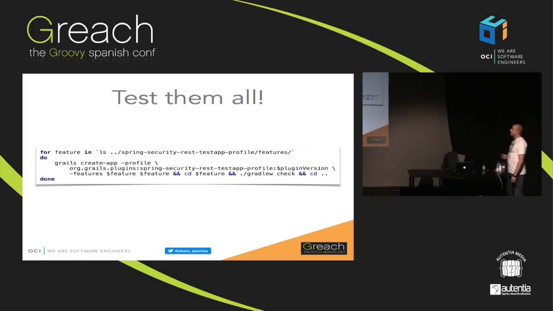How do you test them all? This is a small bash snippet. So you create an app with your profile. This is what Graeme was saying before. So you can specify the Maven coordinates of a profile, right? Obviously, they have to be published on a public Maven repo with the plugin version. And for each feature in the feature folders, I create an application with that feature, and then move into the feature, run Gradle check, go back. And I do that for every single feature, right?